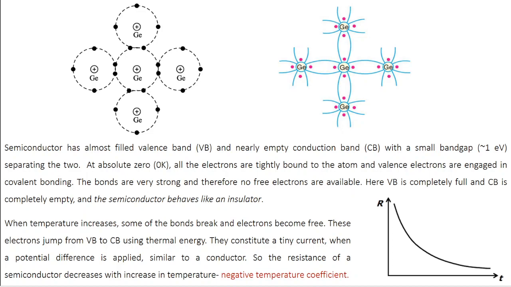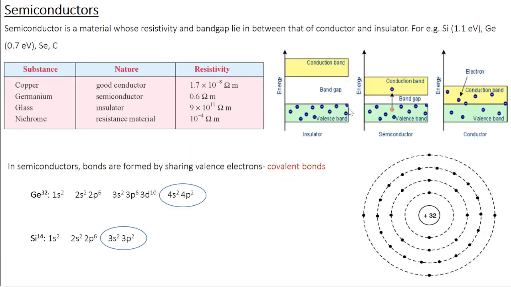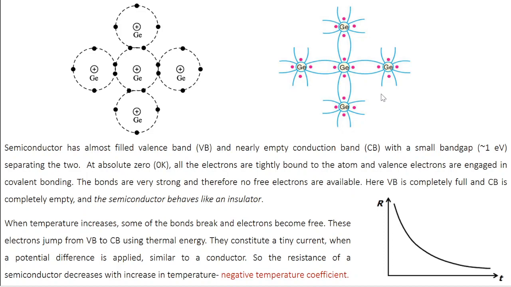But when you increase temperature, some of the covalent bonds break and those electrons become free. These electrons, originally in the valence band, can now jump to the conduction band. So now you have some free electrons available. When you apply a potential difference to the material, this potential difference acts like a force which pushes the electrons. As a result, you have a tiny current set up in your material, similar to a conductor.